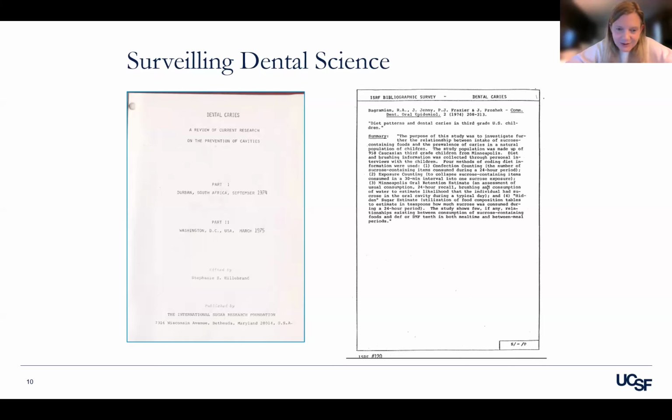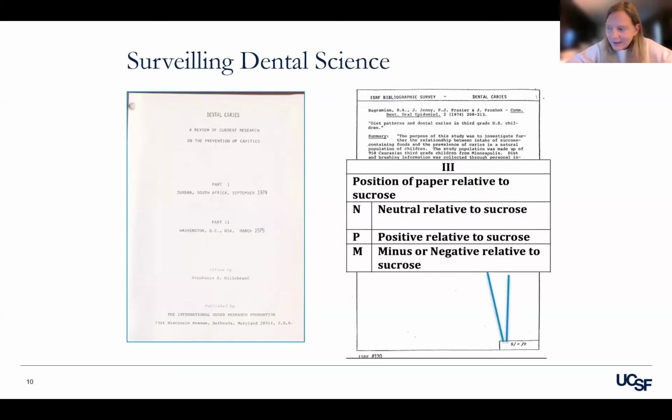And then the other thing they do is they survey the evidence base related to sugar and dental caries. Of course, this is pre-internet days here where they're keeping a card catalog, but the sugar industry hires their own librarians to search the literature and compile. And so this is an example of an abstract looking at diet patterns of dental caries in 3rd grade US children. And then what they're doing is they're applying a ranking system to these papers. Is it neutral to sucrose, positive to sucrose, or is it a negative to sucrose? So they're looking for threats in the scientific literature related to sugar and dental caries.